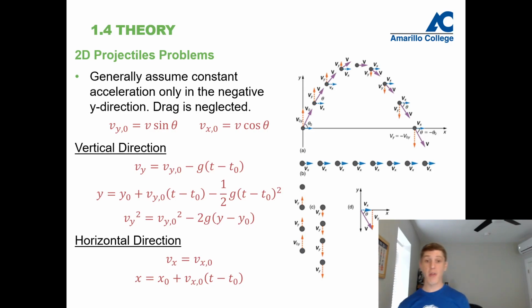Now we have no acceleration in the horizontal direction, so anywhere where there would be a g, you plug in a 0, and we end up with two horizontal direction equations. The first equation just says that our velocity in the x direction is constant, it does not change. And then we have a second equation which gives us our position as a function of our horizontal velocity.